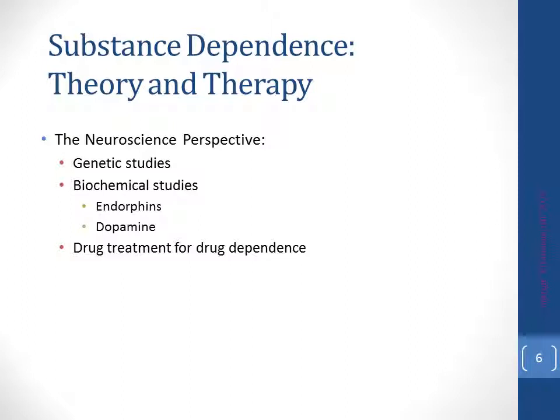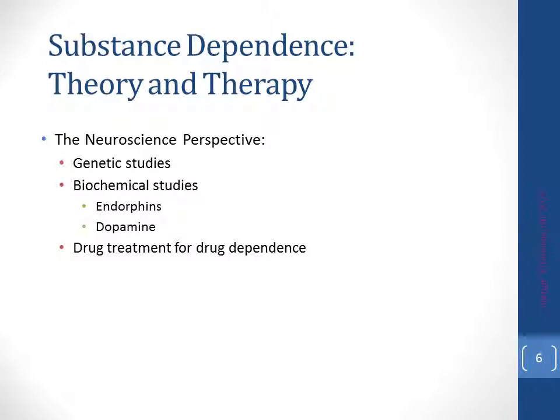Looking at dopamine also, we find that dopamine production creates the drug's positive effects. So, most abused drugs stimulate dopamine-producing neurons. So dopamine is absolutely involved in this learning and reward process for addictive substances.